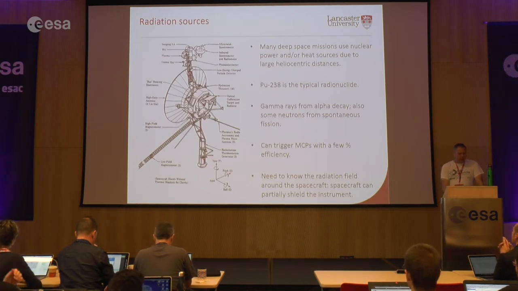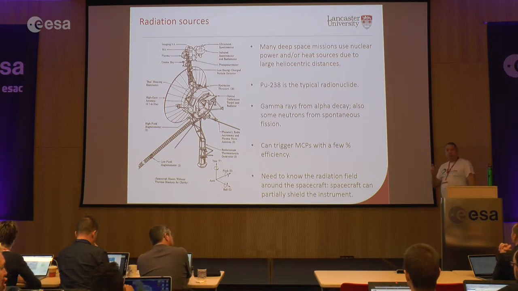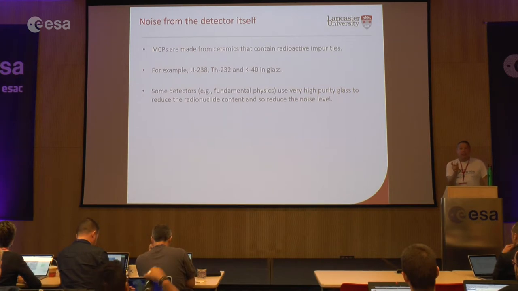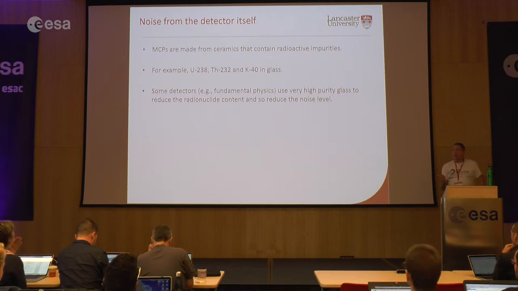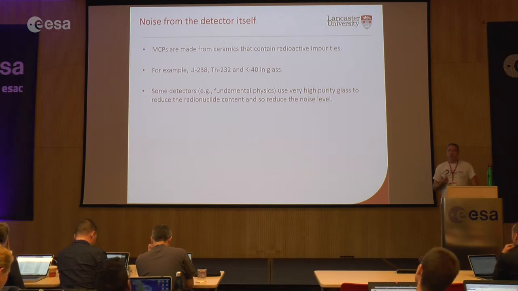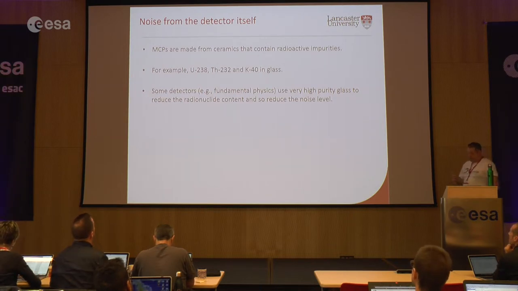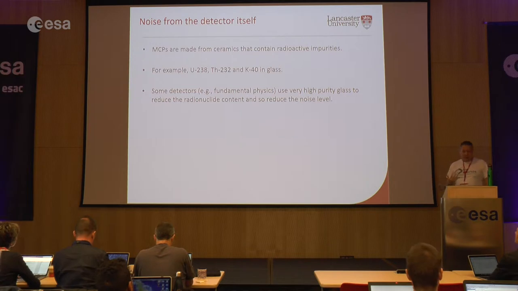Okay, so that's one source of noise. There is another source of noise to do with radiation, and that's actually within the detector itself. This can be a much smaller source of noise, but it's important all the same. If we're dealing with a microchannel plate detector, they are made from ceramics, and they contain radioactive impurities. The particular offenders here are uranium-238, thorium-232, and potassium-40. They will undergo radioactive decay in the detector itself. That will generate a few random counts every so often. So that's another source of background.